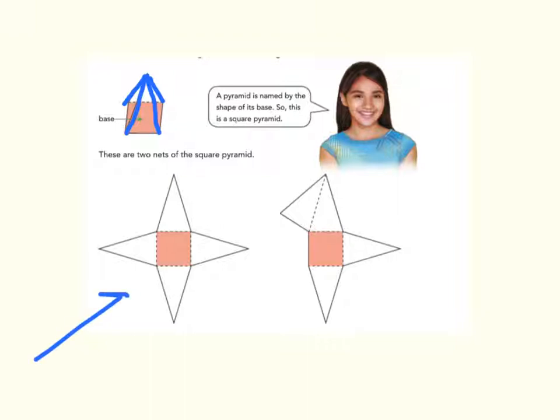One net looks like a star. You can probably easily see how the 4 sides will fold in to create the vertex at the very top of the pyramid. The other model looks like this, where you can see the 2 sides will fold up, this side will fold up, and then this side will fold in to close it, to close this final edge. Okay? Let's go on to the next shape.